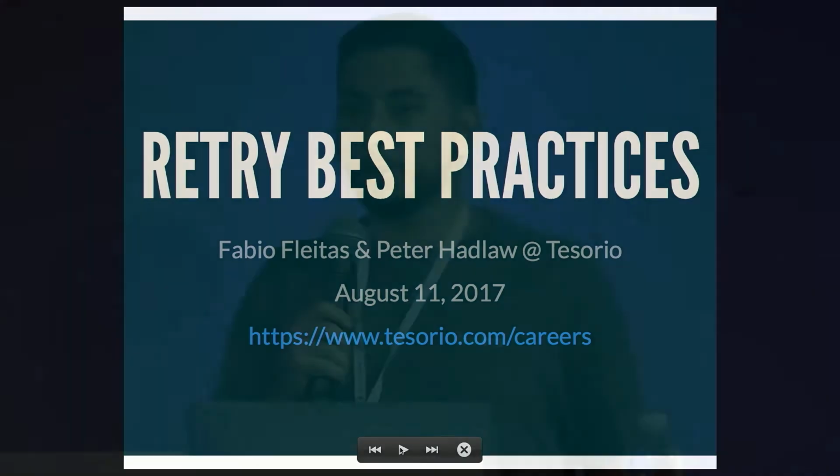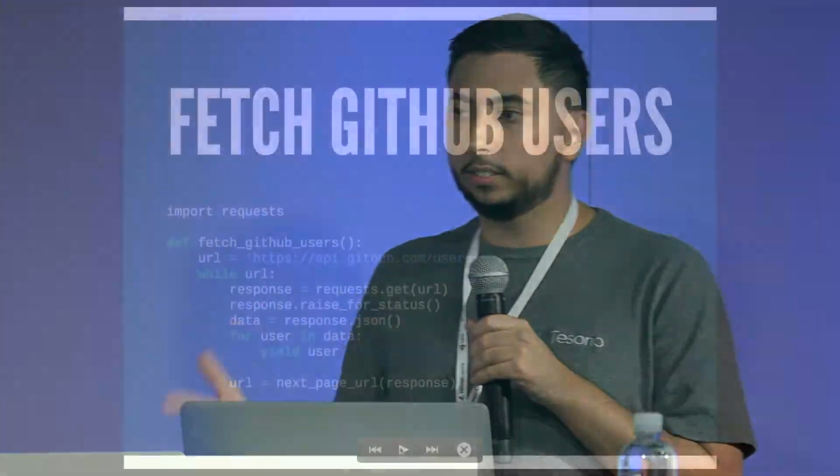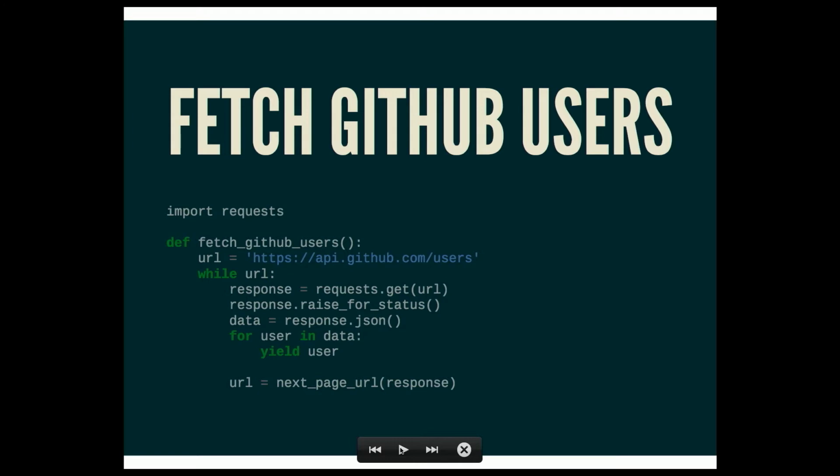I'm the technical co-founder at Tesorio, and I'm going to be talking about retry best practices for dealing with third-party libraries. Let's jump in. So let's say we wanted to go fetch all of GitHub's users, right? All of the data from GitHub. To start, we can create this simple function that basically does a while loop and just iterates over every page of GitHub's users.